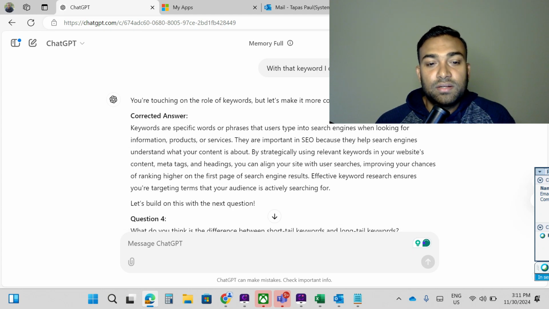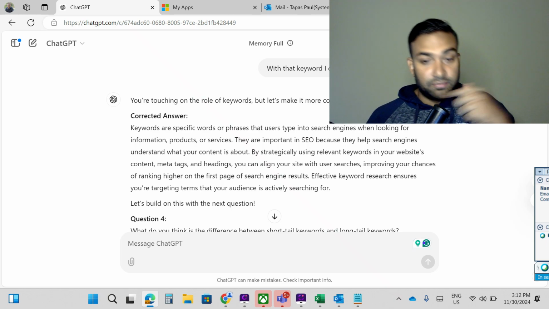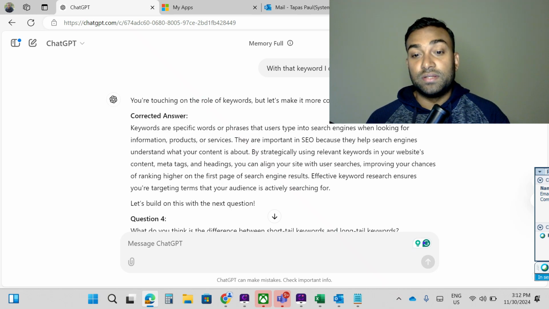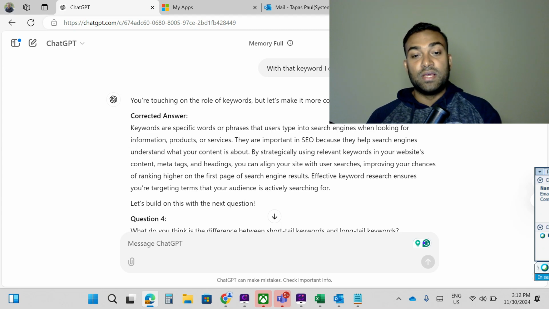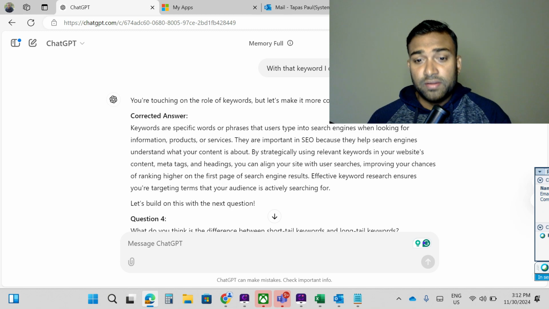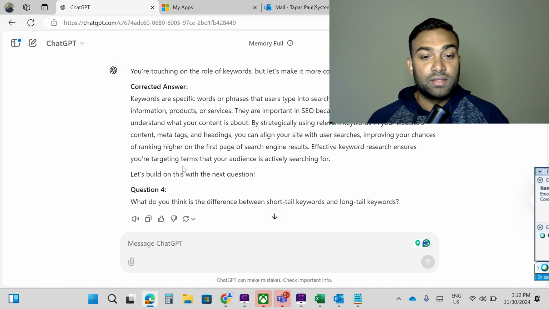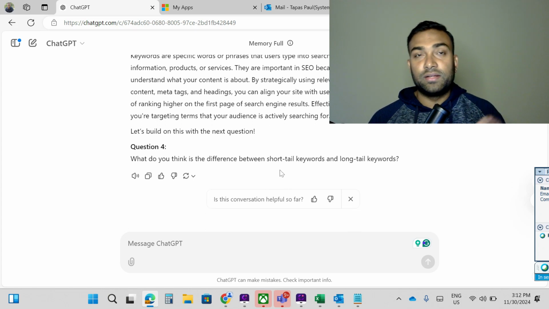Correct answer: keywords are specific words or phrases that users type into search engines when looking for information, products and services. They are important in SEO because they help search engines understand what your content is about. By strategically using relevant keywords in your website's content, meta tags and headings, you can align your site with user searches, improving your chances of ranking higher on the first page of search engine results. So these are the things. I think you have got the idea.